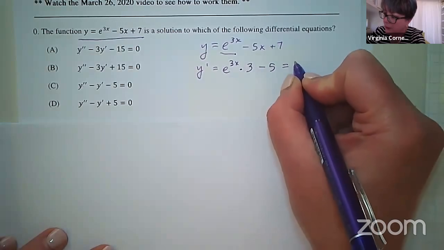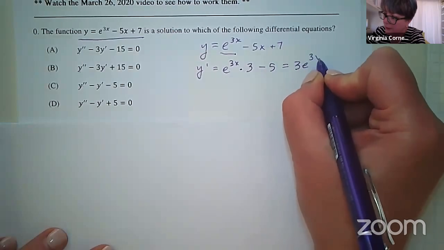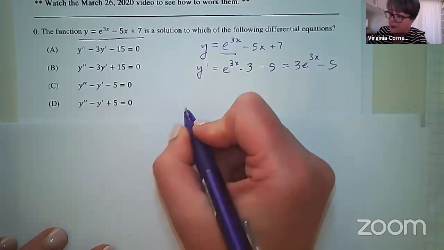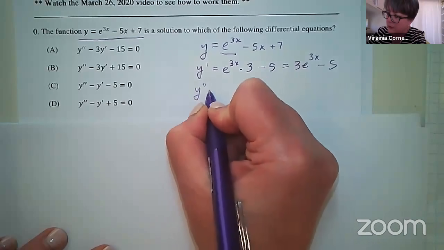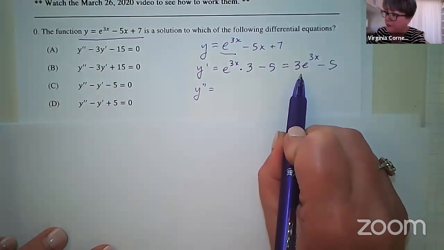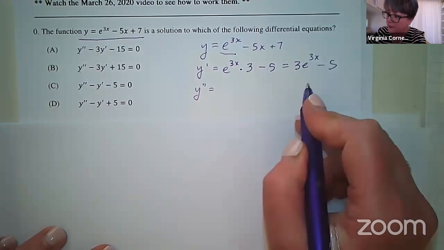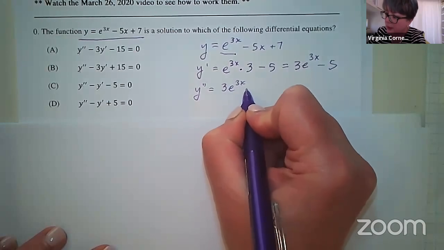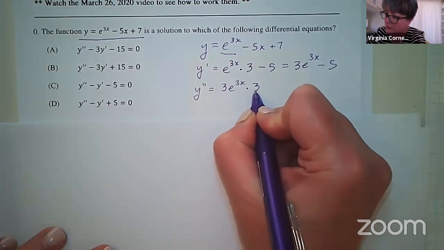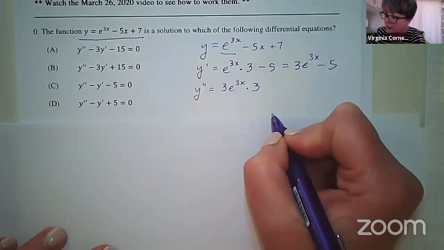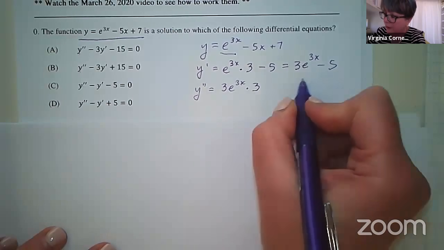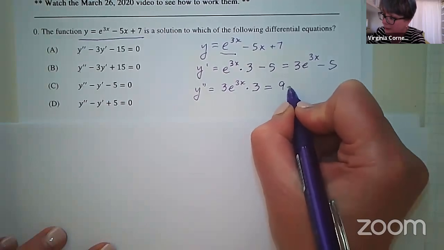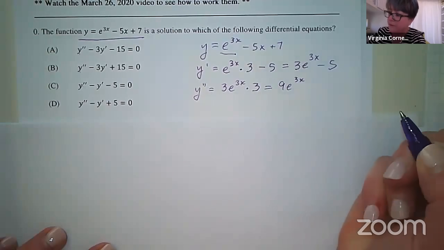So this ends up being 3e to the 3x minus 5. And I'm going to need the second derivative as well, so I'm going to take the derivative of the derivative. The derivative of 3e to the 3x is going to be 3e to the 3x, times the derivative of that exponent, which is 3. And then minus the derivative of 5, which is 0. So that's just going to equal 9e to the 3x.